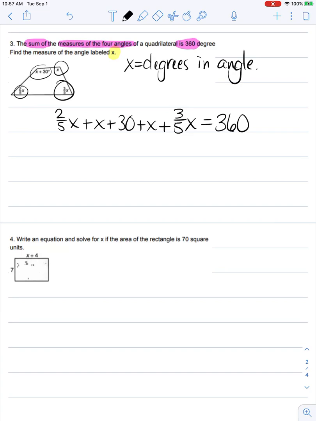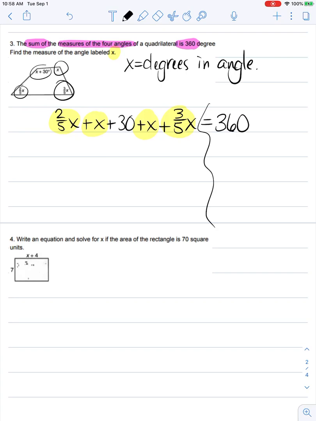Step 3 is to solve our equation. Now, typically I would multiply everything by 5 to get rid of these denominators, but I want you to see something. Just a reminder, we go through our steps. I don't see the distributive property. I do see like terms. On the left-hand side, I see 2/5 x plus x plus x plus 3/5 x, and those are all the like terms on the left-hand side.